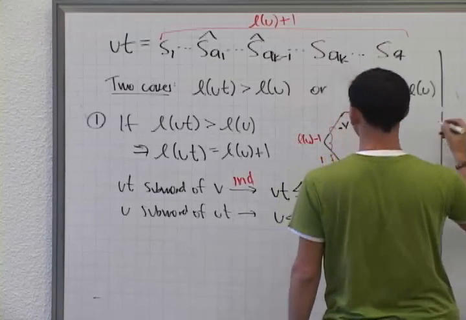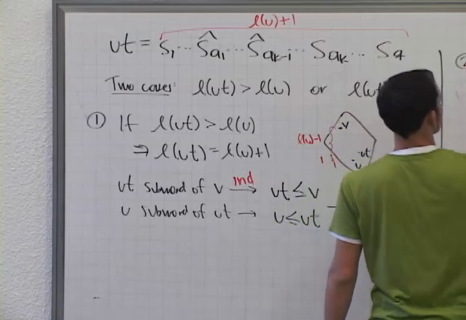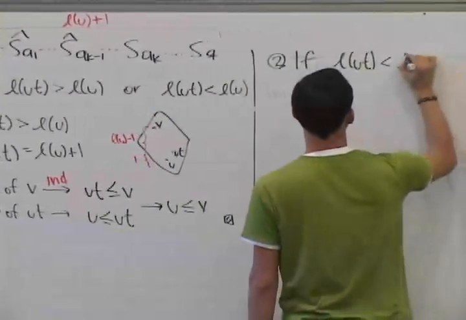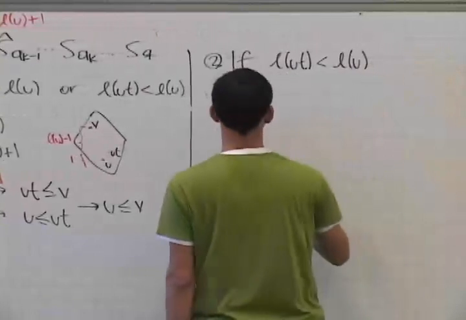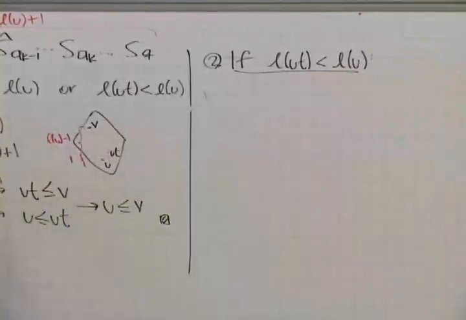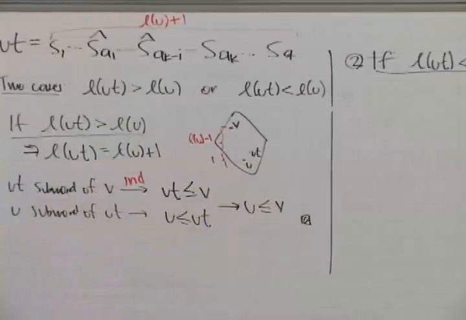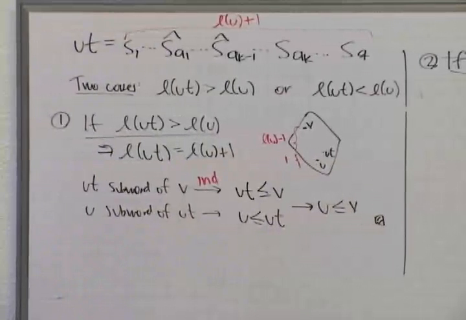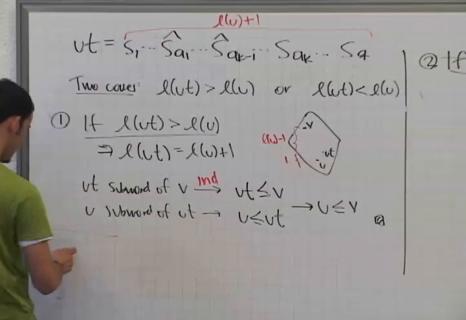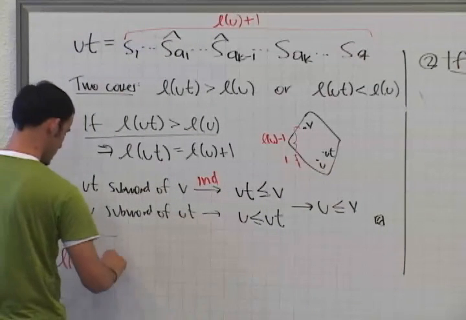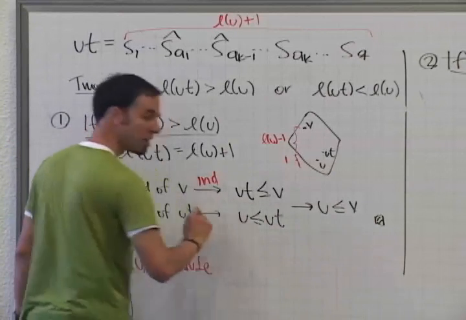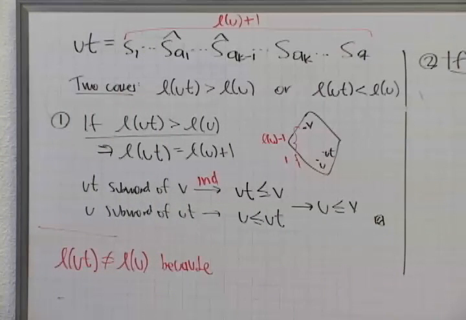So case 2 is that L of UT is less than L of U. By the way, let me ask you something. Why is it that L of UT cannot equal L of U? I haven't justified that. Any ideas?